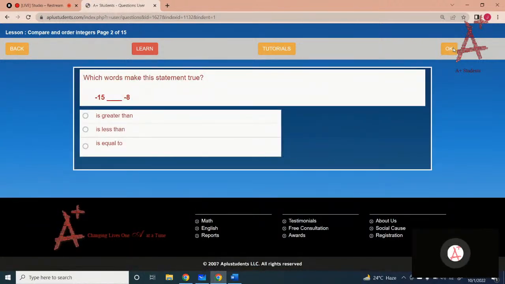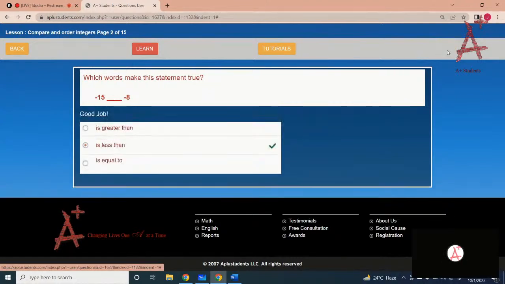Okay, that's the one we just did on the board. Negative 15 and negative 8. Negative 15 is farther from 0. The number that is far from 0 is less, so negative 15 is less than negative 8. Got it? So select the correct option and click on the OK button.